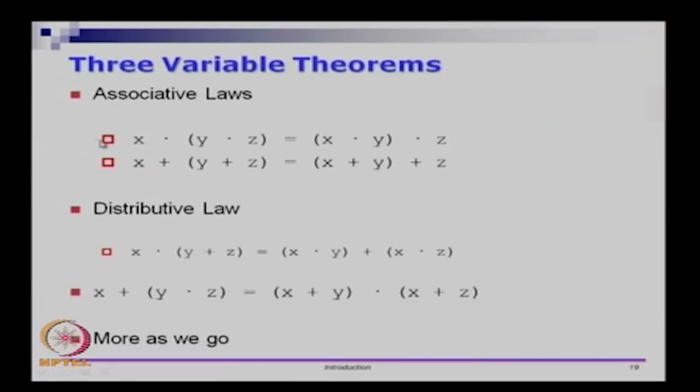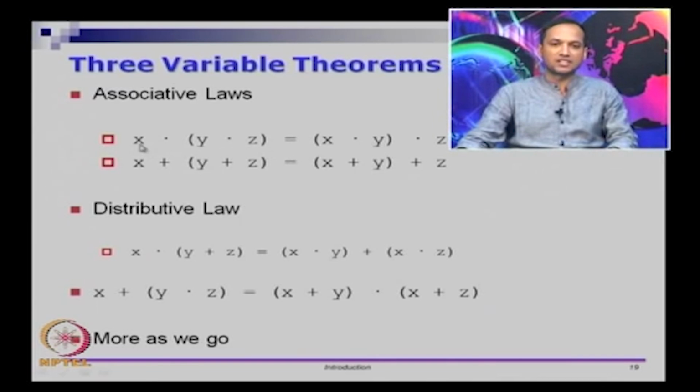Three variable theorems assume that there are three switches x, y and z and they are connected in this fashion. If we put all of them in series, this is what it means, y is connected in series with z and that setup is connected in series with x. The value that x and y and z takes is the same as the value that x and y will take ANDed with z. Similarly, x or y or z will take the same value as x or y, or z. So this is called associative law.